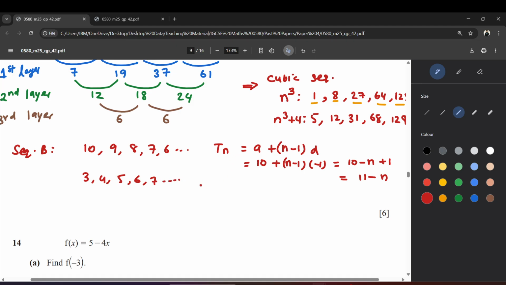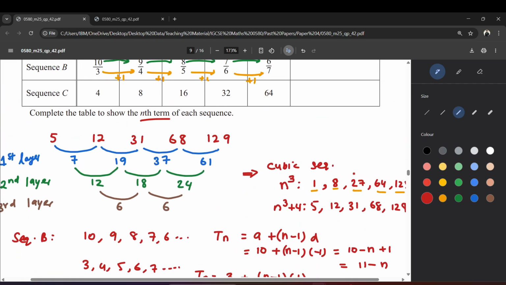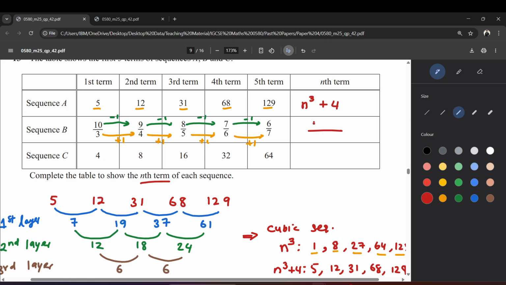Again, using this formula, Tn is equal to a, which is 3, plus n minus 1 times d. d is now positive 1. So this is 3 plus n minus 1. That gives us n plus 2. Okay, so therefore the numerator part of the sequence is 11 minus n, and the denominator was n plus 2.